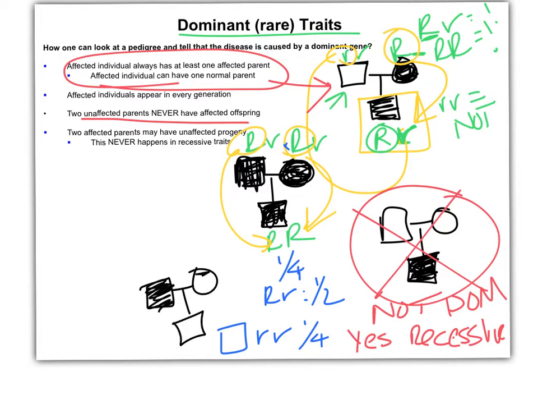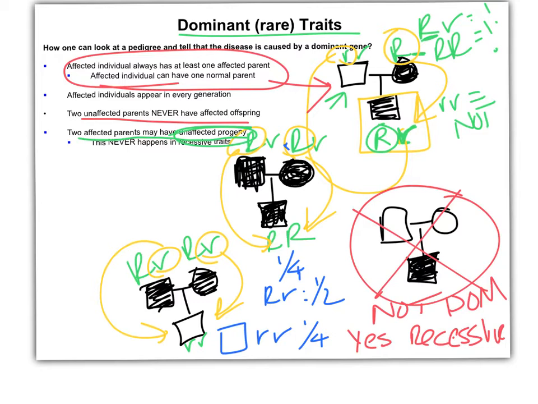So we could do this for a dominant trait. That totally works. But then what do the parents have to be? Neither one of them can be homozygous dominant because they each have to be able to give a little r in the gametes to give this guy little r to be unaffected, right? So two affected parents can have an unaffected progeny. Could that ever happen with recessive?